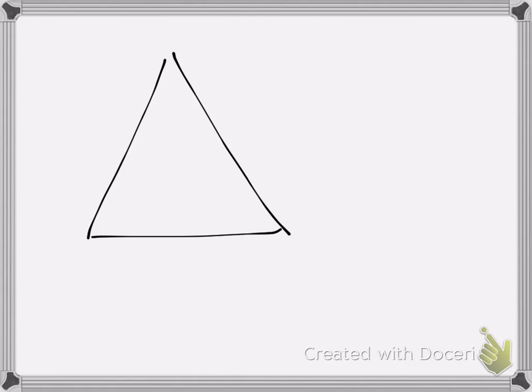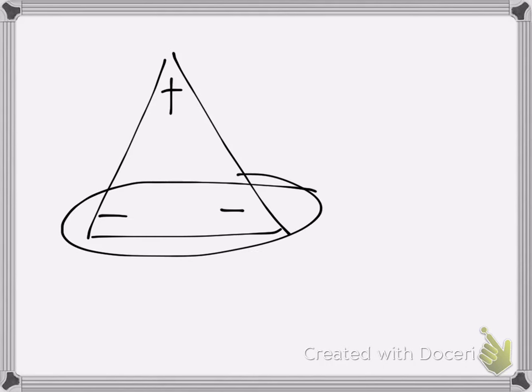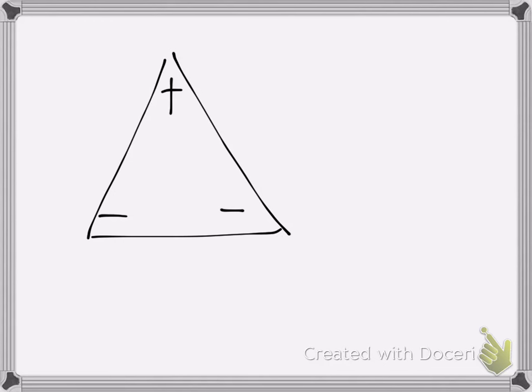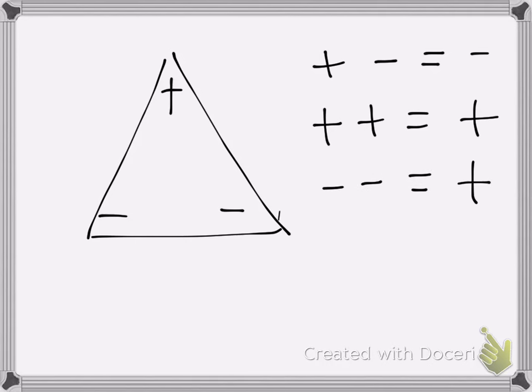The other thing with integers was that nice little triangle. If you remember the triangle, we've got a positive, a negative, and a negative. A negative times a negative is a positive. A positive times a negative is a negative. A negative times a positive is a negative. Or if that doesn't help, there's always this: positive, negative equals negative. Positive, positive equals positive. Negative, negative equals positive.